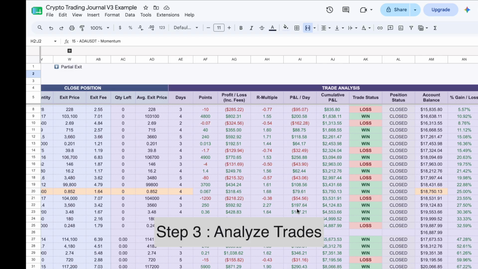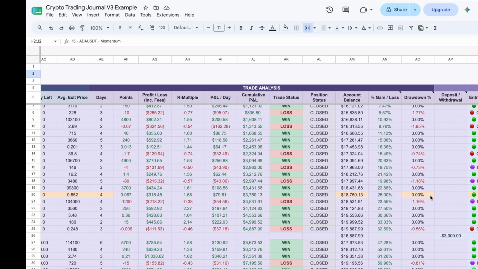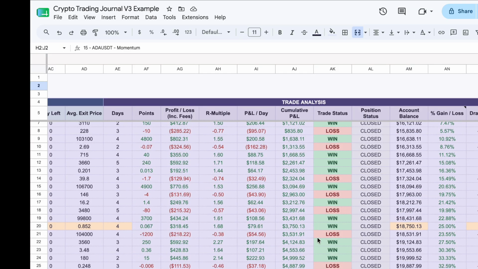As you build your trading history, the journal automatically calculates statistics such as trade duration, profit and loss, R multiple, cumulative profit, daily profit, percentage return, and account drawdown. One metric I personally like is R multiple. Instead of focusing only on dollar profits, R multiple measures performance relative to the amount of risk taken. It gives you a much clearer picture of how consistently you're executing your strategy.